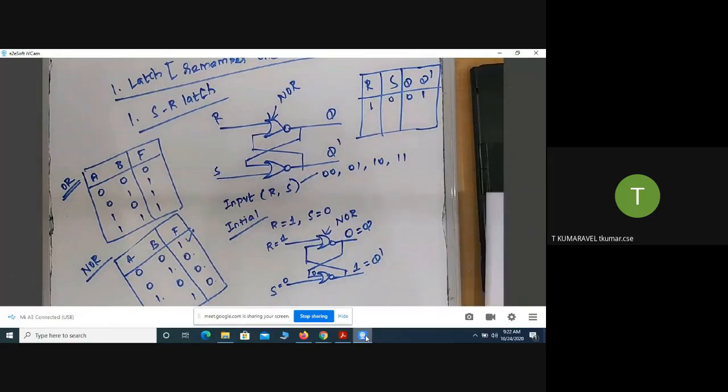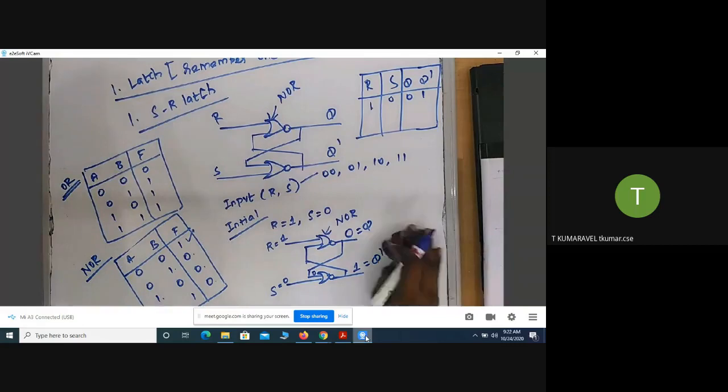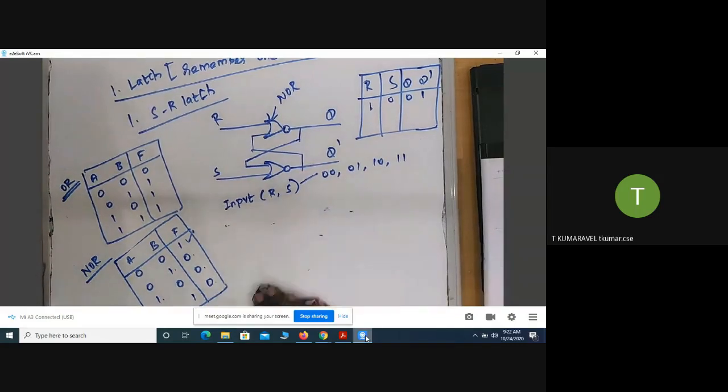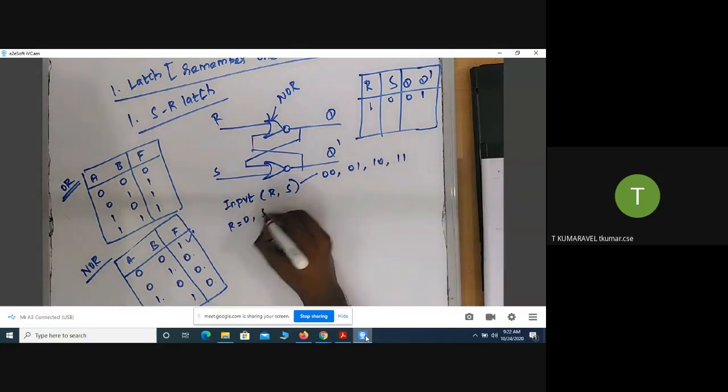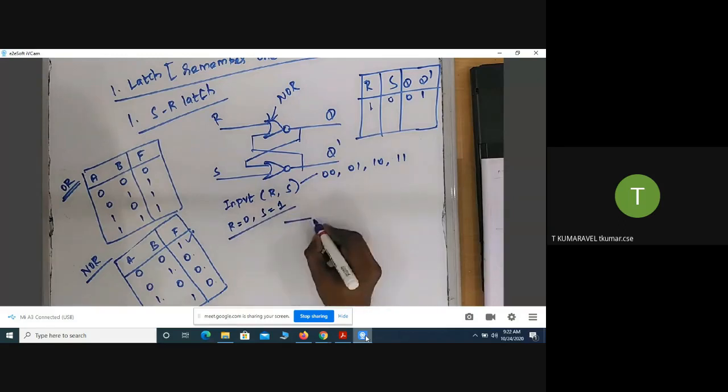Next, I'm taking the next input combination and predicting the behavior of the SR latch. The next input combination is R equal to 0 and S equal to 1. Now try to predict the behavior of the SR flip flop.